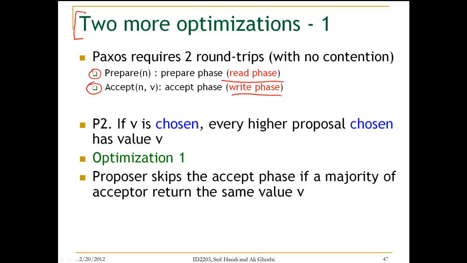Now there are 2 interesting optimizations that we can notice. Remember from property P2, if a value is chosen, every higher proposal chosen has the value V. Now a value is chosen if a majority of acceptors have this value. So one possible optimization: if a proposer runs the prepare phase and gets values from a majority of acceptors, and he gets the same value, then this proposer actually knows that this is a decided value. So he can just forget about the accept phase or the write phase and just broadcast that this is the decided value. So a proposer skips the accept phase if a majority of acceptors return the same value, and can just broadcast to the learners that the value is decided and this is the right value. So this is a way to skip the second phase.